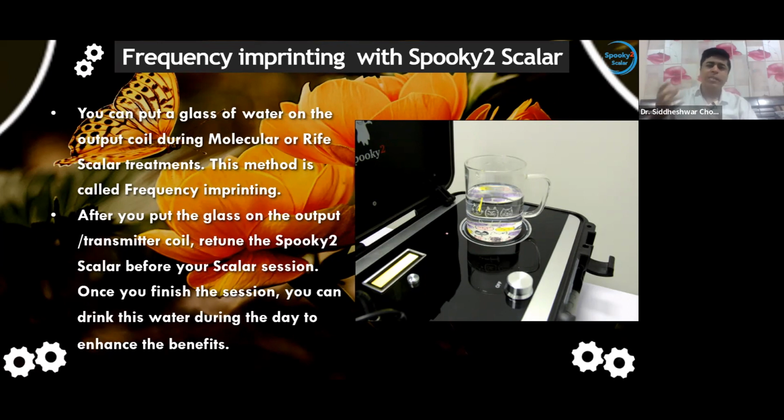Okay, imagine if you are sitting between the scalar field and you have a molecule placed on the receiver coil, and then you have water placed on the transmitter coil. So the entire frequency imprinting will be customized for your body, right? So that's quite a powerful scalar session, healing session.